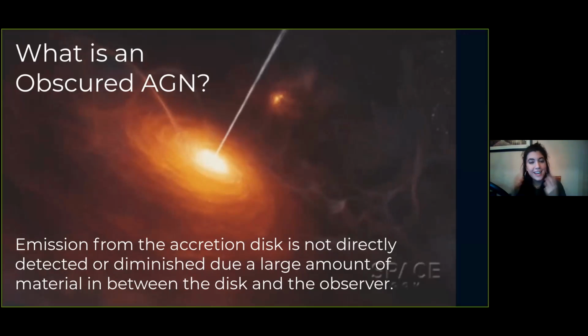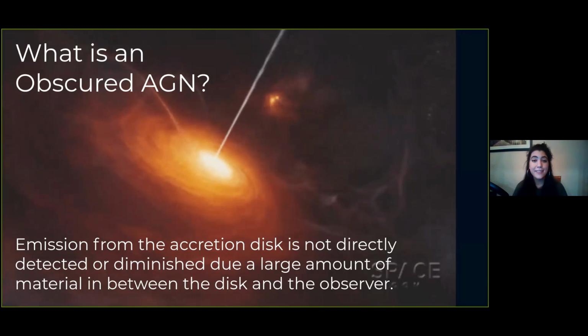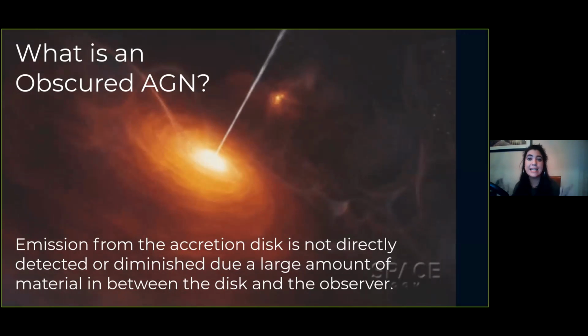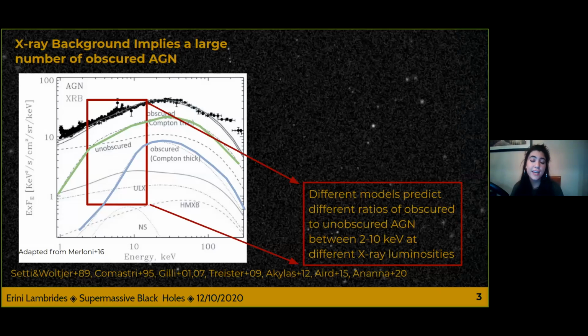So, obscured AGN, they're growing supermassive black holes that are enshrouded by large quantities of gas and dust. And when you look at the X-ray background, AGN are a bulk contributor to the unresolved X-ray emission, and different X-ray background models predict different ratios of obscured to unobscured AGN. Despite the fact that there are different ratios in these different models, they all kind of agree that there is a large number of obscured AGN at many X-ray energies. Also, there's a lot of Compton thick AGN. So this is heavily obscured AGN.